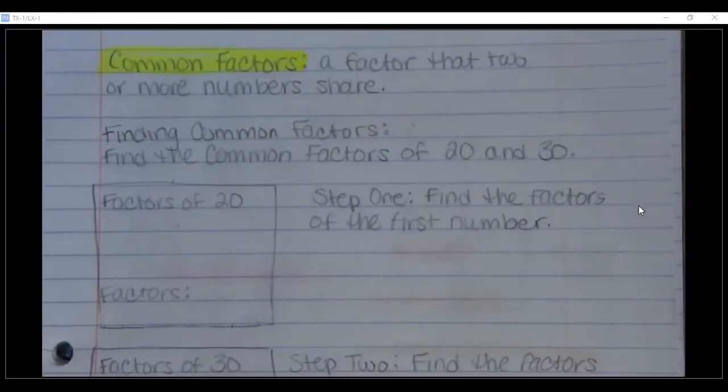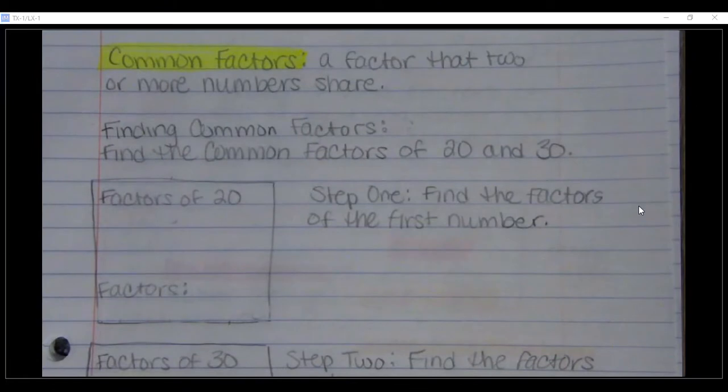Our next section is common factors. Oh, geez, factors are coming back again. Don't worry, we got this. So common factors are a factor that two or more numbers share. And let's find the common factors of 20 and 30.